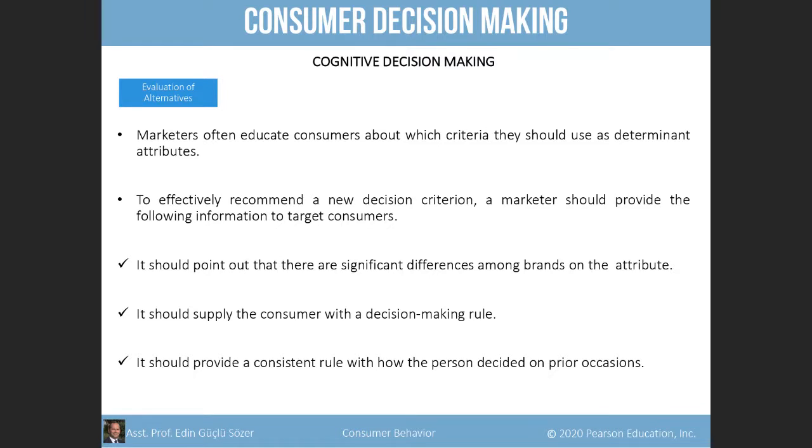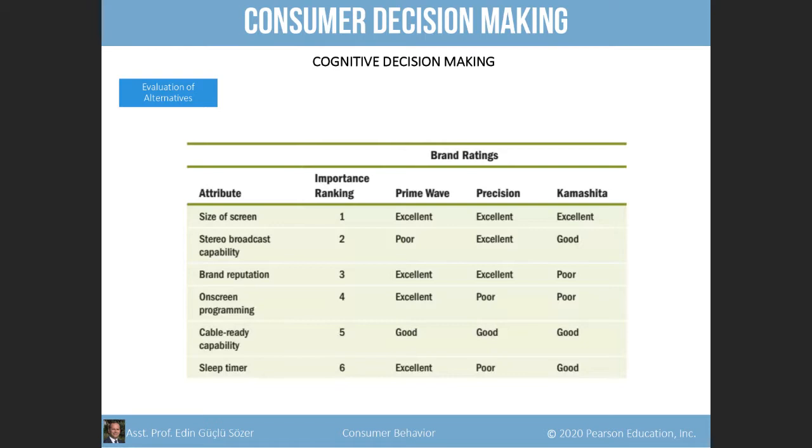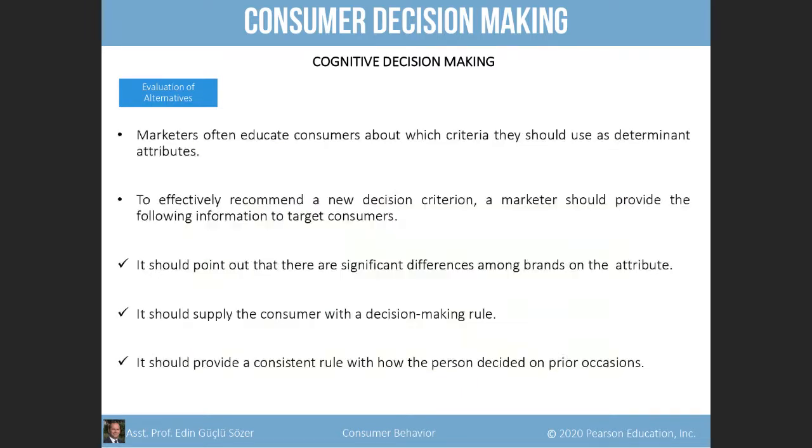This is very important. The second one is that we need to provide the customer a decision-making tool, and the customer should develop a decision-making tool. There are different decision-making tools. The one that I showed you in the previous slide, as you see, the customer determines some attributes, ranks them in terms of importance, and then ranks each brand based on these attributes, and then decides based on the performance score of different brands.